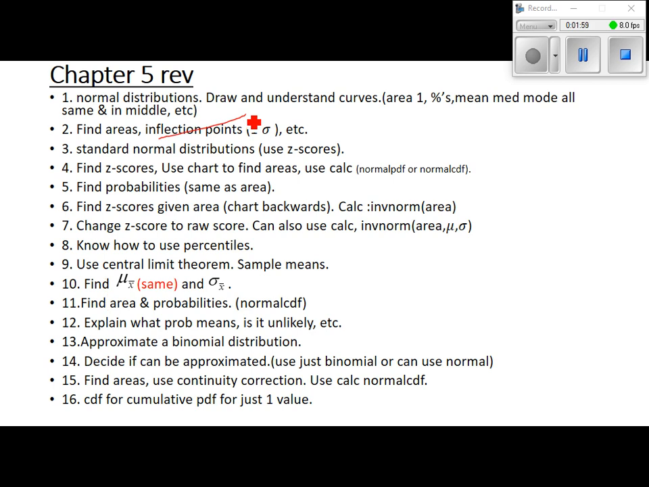Remember, areas and probabilities are the same thing, so either one of those. If you're using the chart, that's fine. Standard normal distributions, remember that's using the z-scores. For that, the curve is always going to look like 0, 1, 2, 3, and then -1, -2, -3 the other way. We don't have to change everything to z-scores, but we are going to guarantee there's some questions on the test that want you to change from a raw score to a z-score, and a z-score to a raw score.